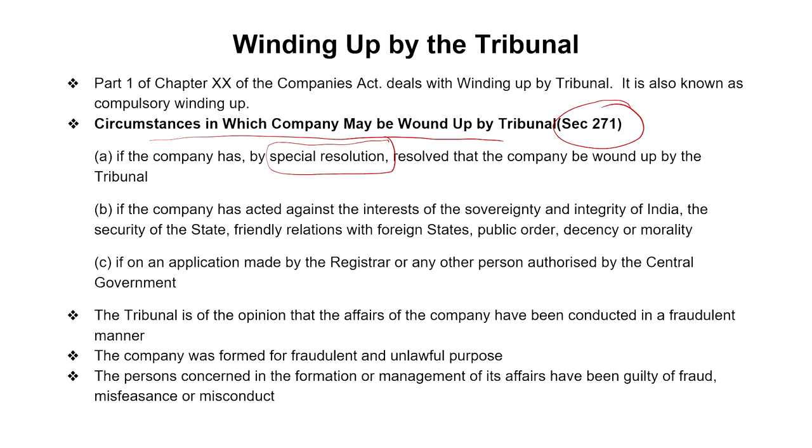If the company has acted against the interest of the sovereignty and integrity of India, the security of the state, against friendly relations with foreign states, against public order, against decency, or against morality. These are the grounds on which the tribunal may pass the order of winding up under section 271. If an application is made by the Registrar or any other person authorized by the central government, that is also one of the grounds of winding up of the company. The ROC is also authorized to file a petition for winding up, and a third person is also authorized if authorized by the central government for this particular purpose.